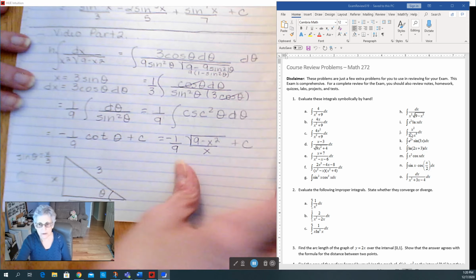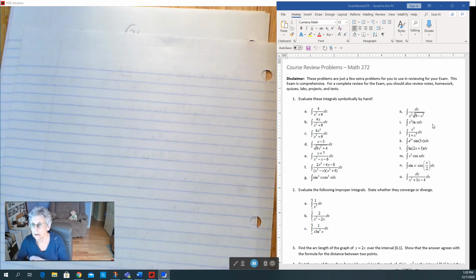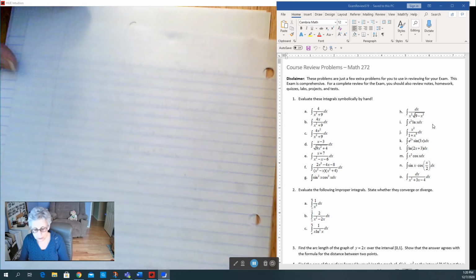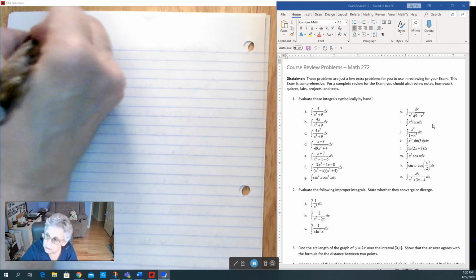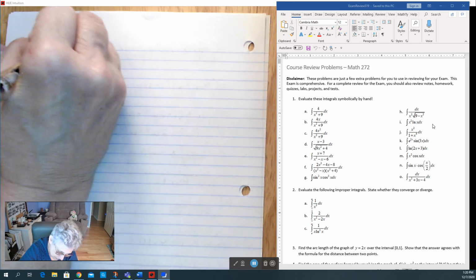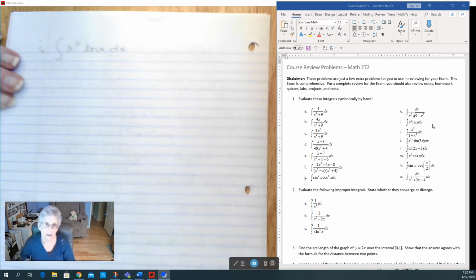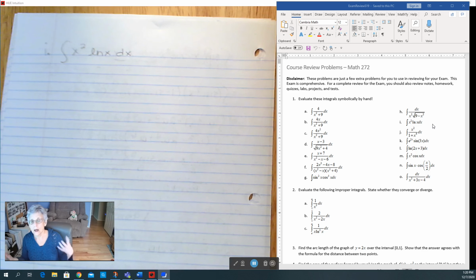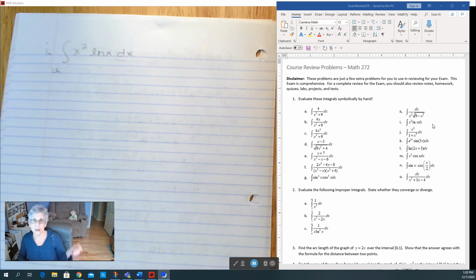Next problem. Oh, that one looks a little different. That looks like something we would use the product rule on, and when you think about the product rule, you think about integration by parts. This is x squared times natural log of x. Now, how do we choose? I always want u to be something that's easy to take the derivative of, and dv to be something that's easy to take the integral of.